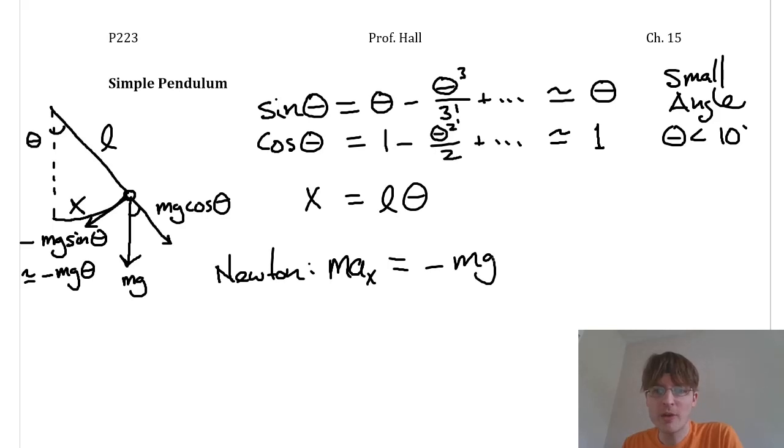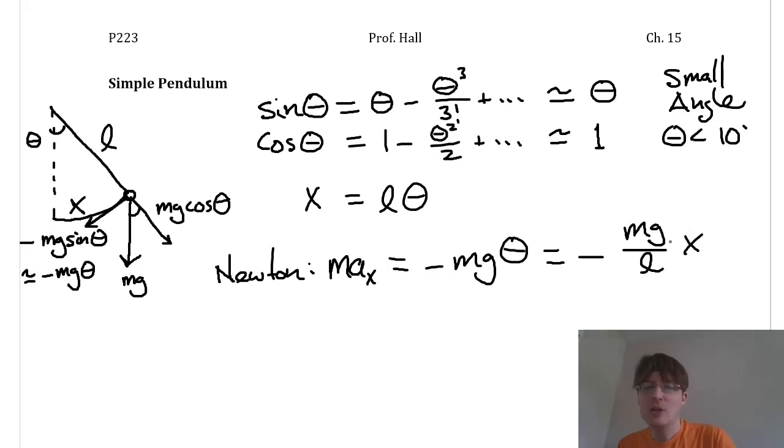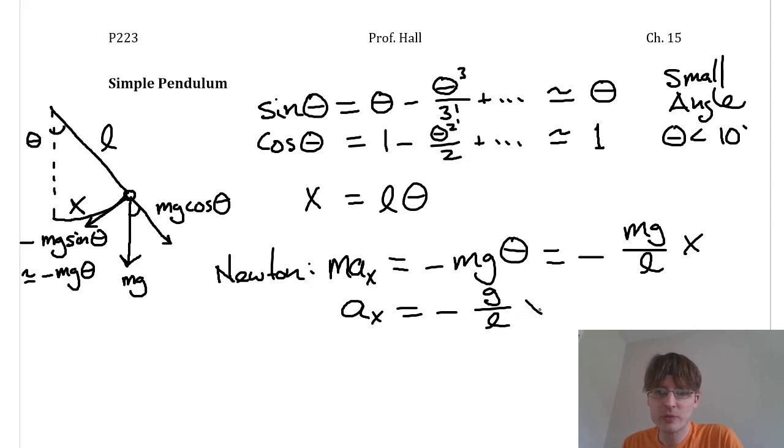So I'm going to assume our pendulums only swing through small angles, and so I can make that approximation. I'd like to write theta in terms of x, since I'm working with the acceleration in the x direction. And so I plug in the arc length equation, and this becomes minus mg over L times x. And notice now what we have. We have that the acceleration in the x direction is just equal to, and the mass cancels out, minus g over L times x.